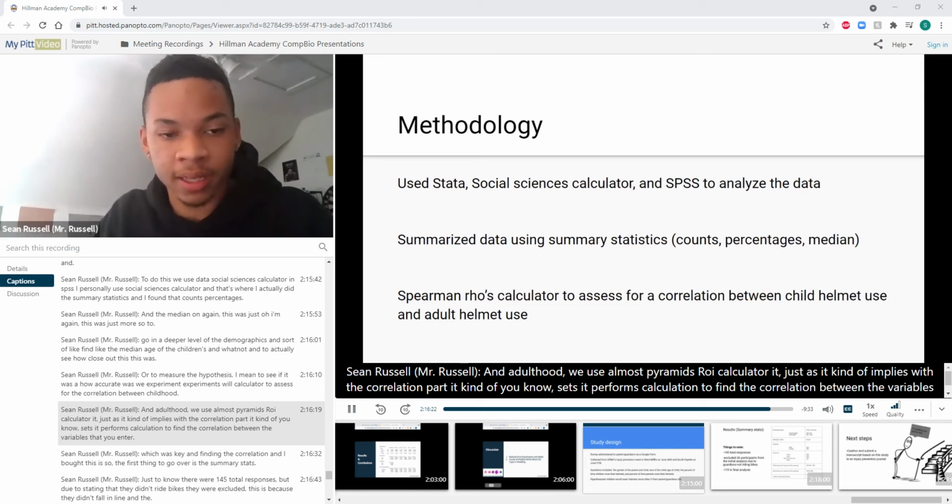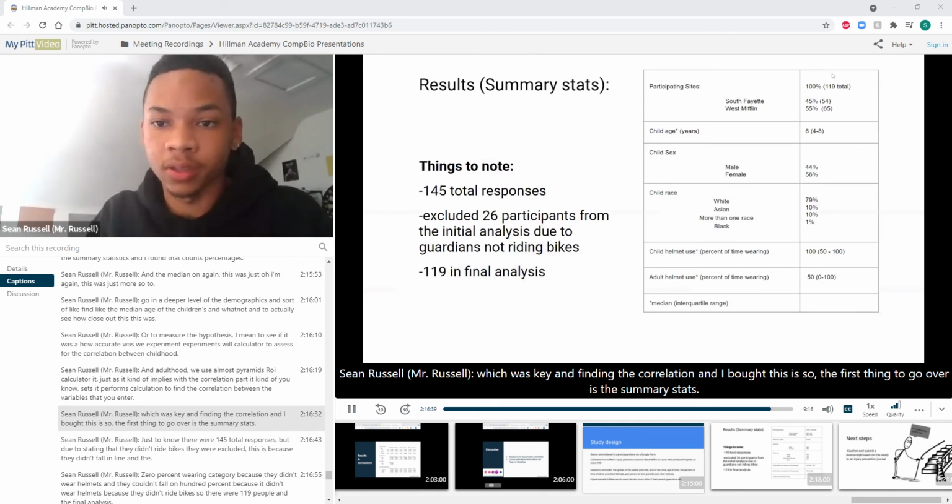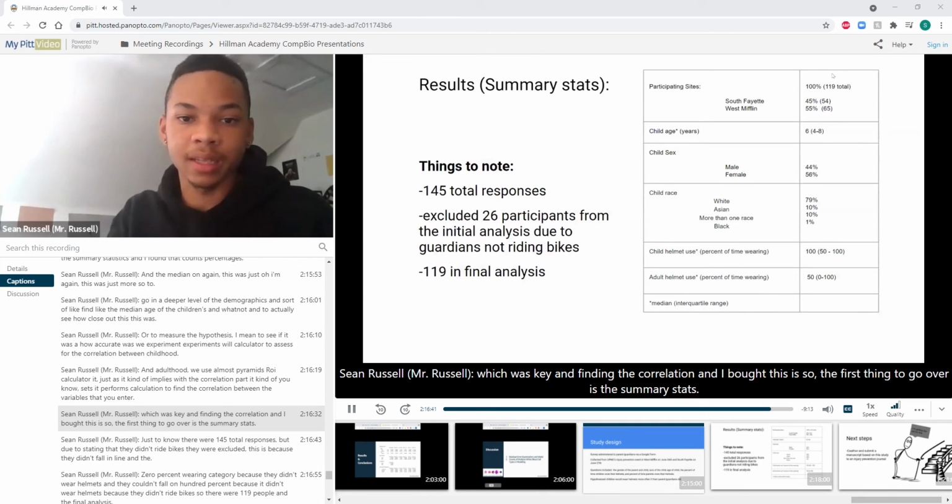A Spearman's rho calculator, as it implies with the correlation part, performs a calculation to find the correlation between the variables that you enter, which was key in finding the correlation in the hypothesis. So the first thing to go over is the summary stats.